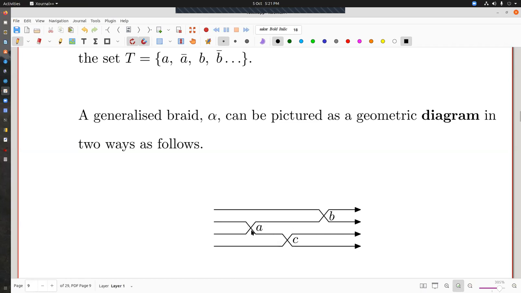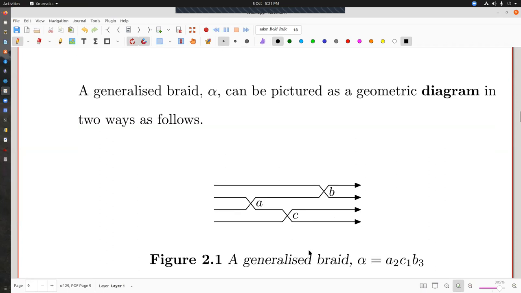So you've got proper crossings here, and they're tagged by A, B, and C. And in fact, you can write that as a word, A2, C1, B3. So it's A2 because it's on the second level, C1, it's on the first level, and B3 because that crossing is on the third level.